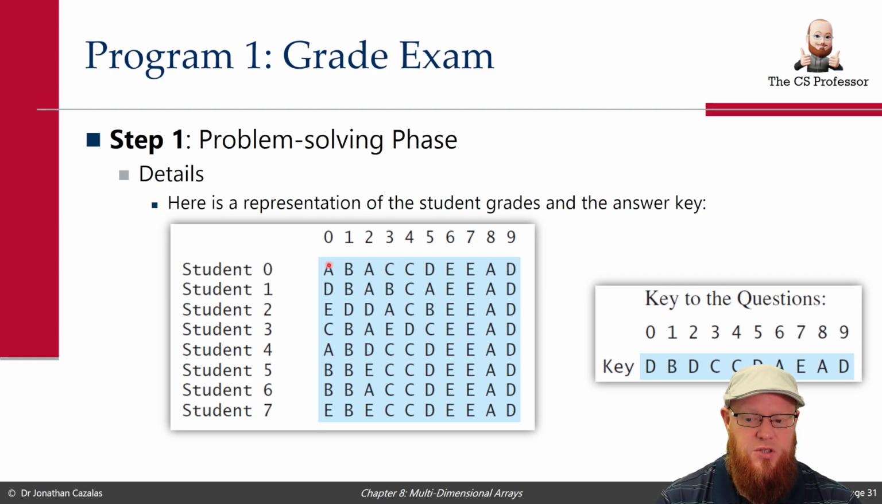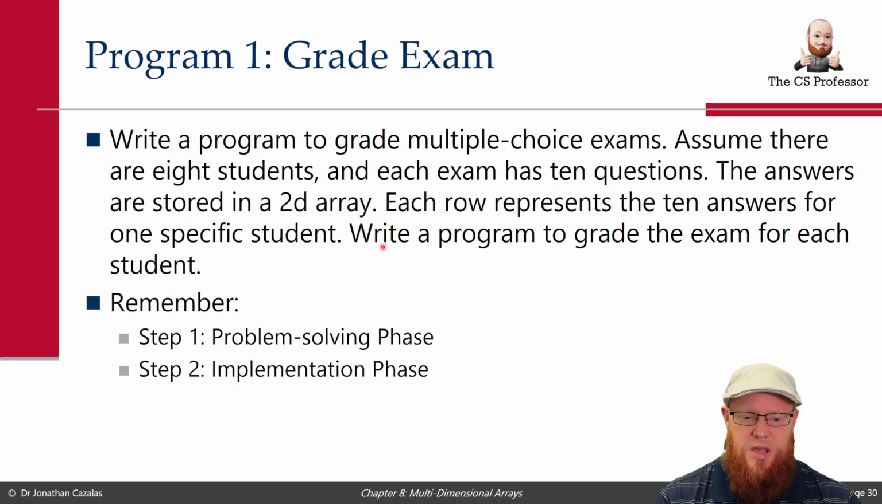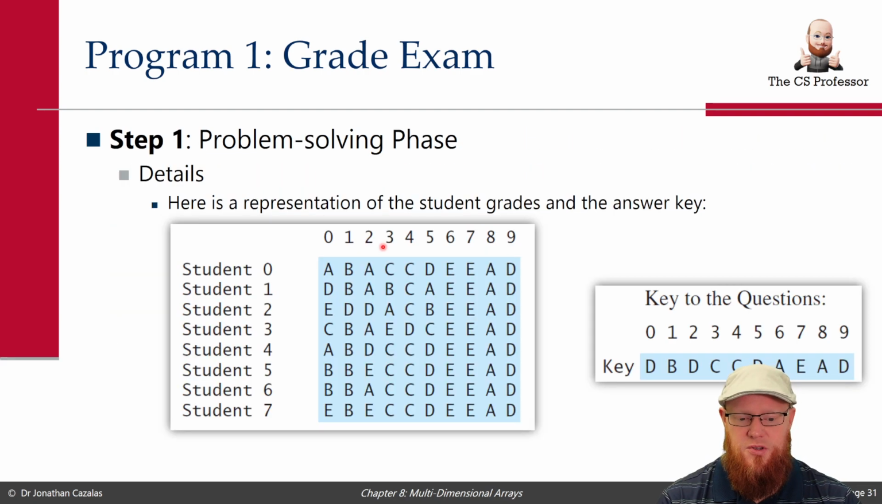For example, the first student at index 0, their answers for the 10 questions from index 0 to 9, here's the answers for student 0. So each row represents the 10 answers for one specific student, and we need to write a program to grade that, to basically compare their answers to an answer key and then score each of those exams for the students.